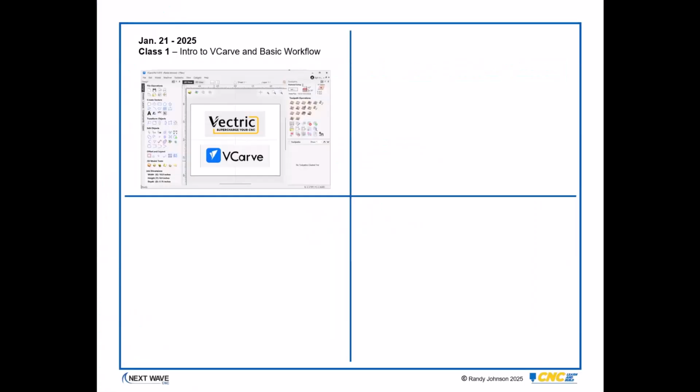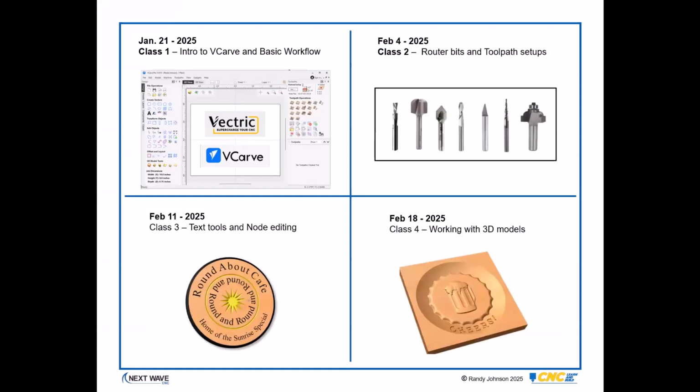Tonight's class is the first in a series of four that I'll be doing this winter. Next, class two, we'll be looking at router bits and toolpath setup, as well as some more drawing information. That's not next week, actually, February 4th. And then February 11th, we'll be looking at text tools and node editing. And February 18th, we'll be looking at working with 3D models.